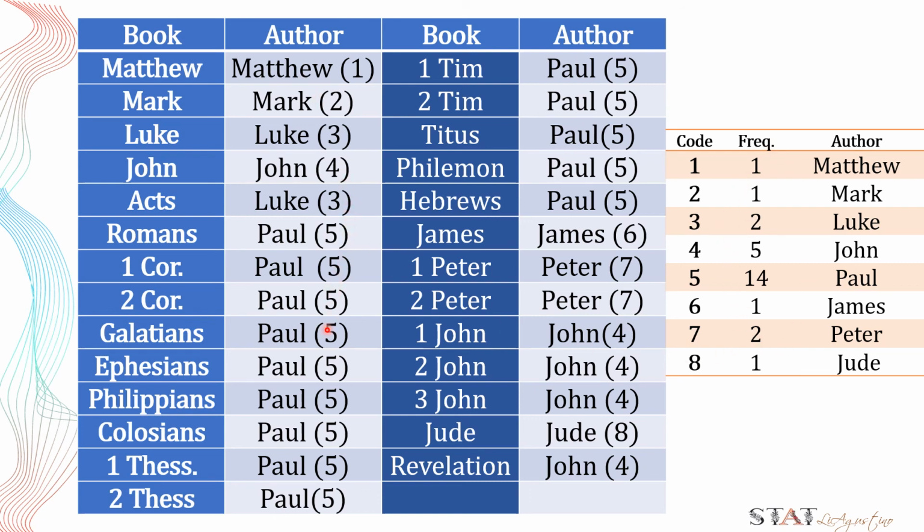So I will ask you, what is the mode of this data? 1, 2, 3, 4, 5, 5, 5, 5, 7. So the mode is 5 because Paul correspondingly has the greatest or the highest occurrences in our data set. So we can see here most of the authors are 5. Okay?